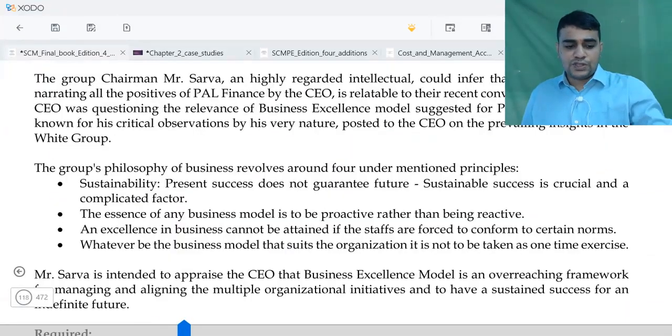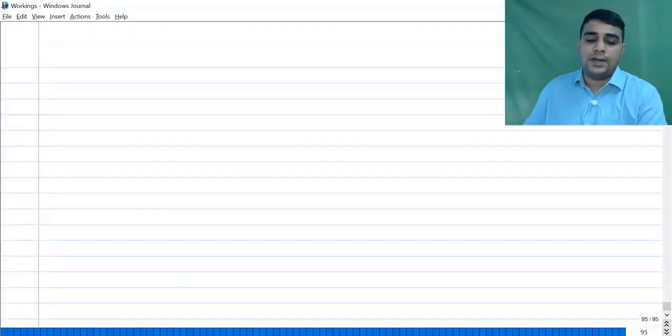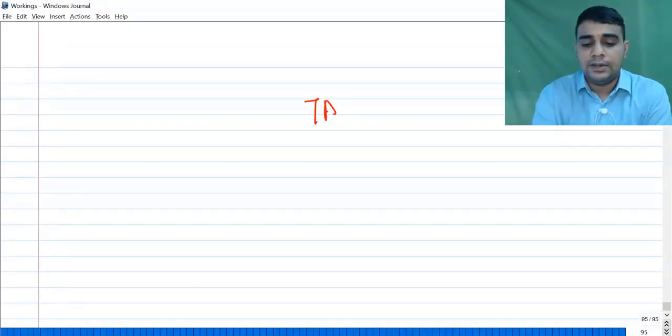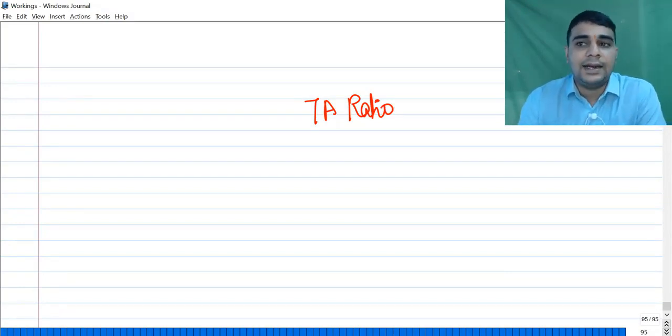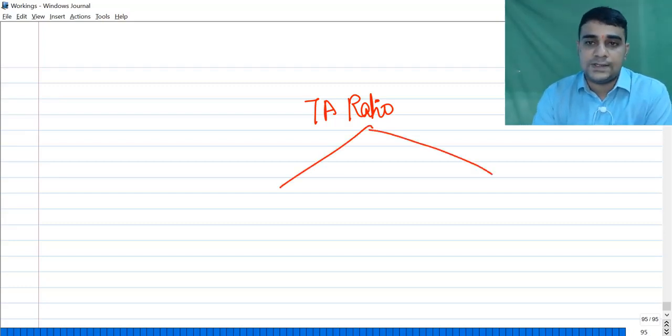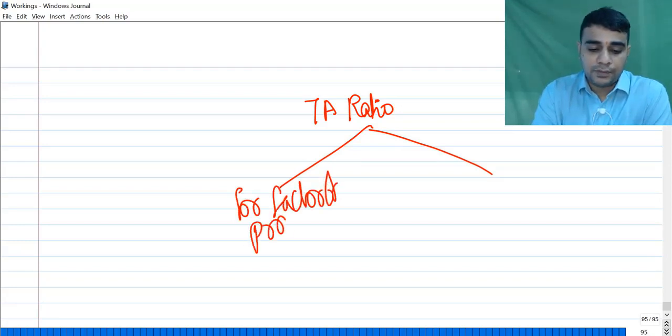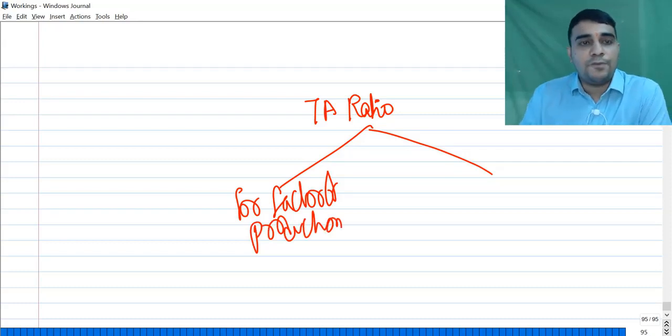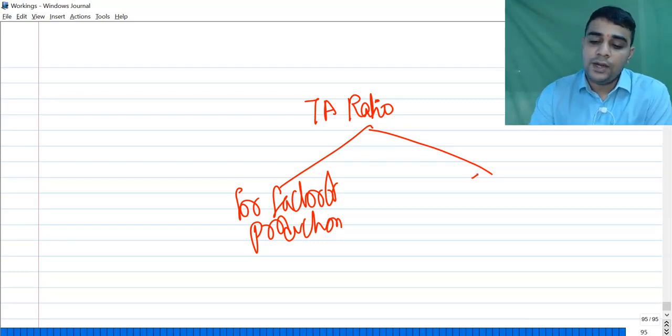Now when I do the TOC approach, we calculate an item called the TA ratio. This is one of the most important segments of the chapter. We calculate an item called the throughput accounting ratio. This throughput accounting ratio would be calculated in two ways. Both of them are different, there is no linkage between them. One, you will calculate for factor of production. Factor of production is men, material, machine or money.